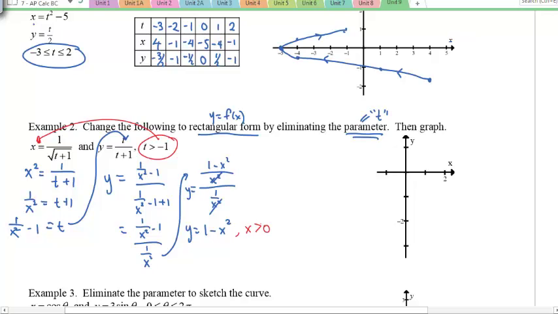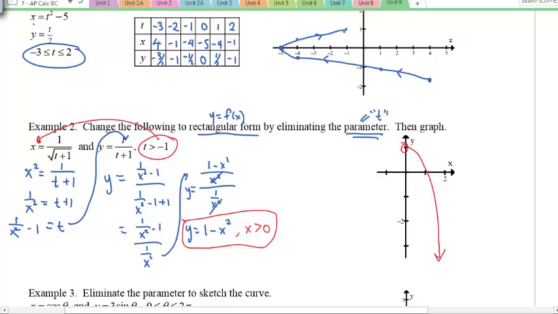Okay, so notice x can't be negative with the square root there. And so now if I ask you to graph this, y equals 1 minus x squared with x bigger than 0, well, that's just a parabola, so that's great. A parabola that starts at 1, goes downwards like this, with an open dot.